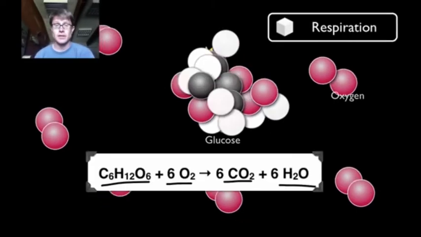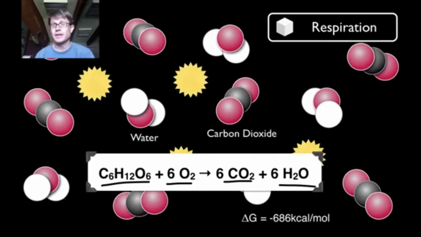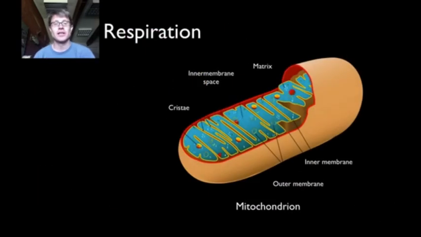So let's see what that looks like. We break down that glucose. That's an exergonic reaction. We're releasing energy. We're making carbon dioxide, we're making water, but we're mostly making energy in the form of ATP that we can use. Again, it's not as simple as this, so let's get to what respiration really looks like and where it takes place.